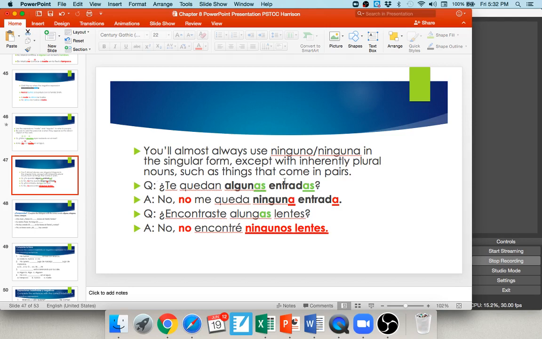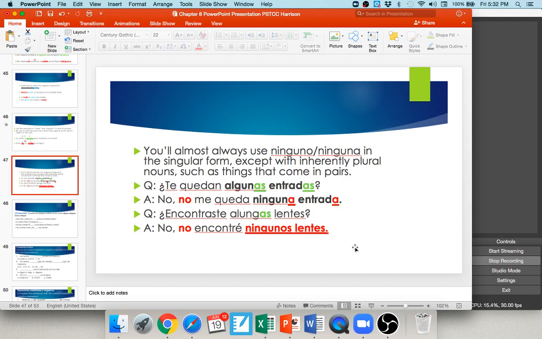In the question, you have entradas, tickets. So you had to use algunas, any tickets. But in the response, again, there's a no in front of my verb. So no, I don't have any tickets left. No me queda ninguna entrada.